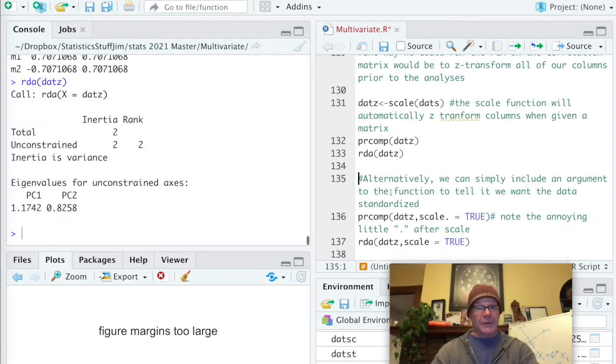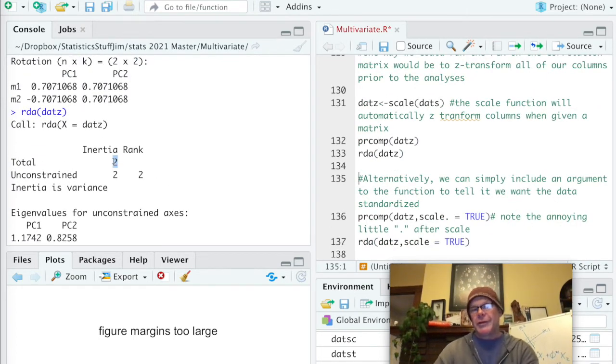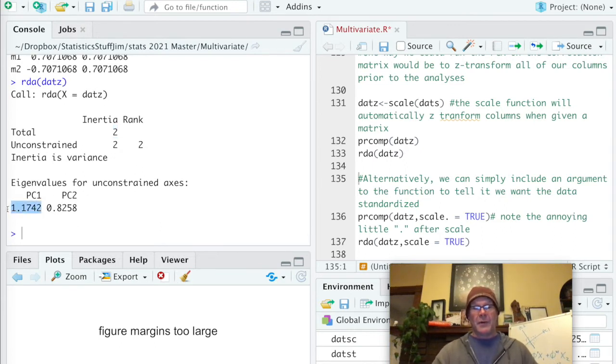But again, we could do the same thing with the RDA function. Now you can see that the inertia is 2. Before, the inertia represented the total variance, which was 7.6 something. Here we're dealing with the Z-transform data, and we have 2 things. Both of those things have a standard deviation of 1, which means that their variance equals 1. 1 plus 1 equals 2, and so that's the total. And then we have the eigenvalues for the unconstrained analysis.